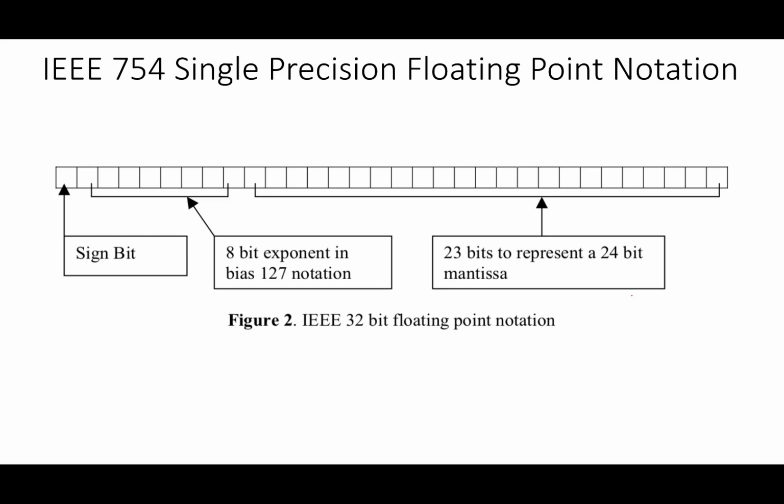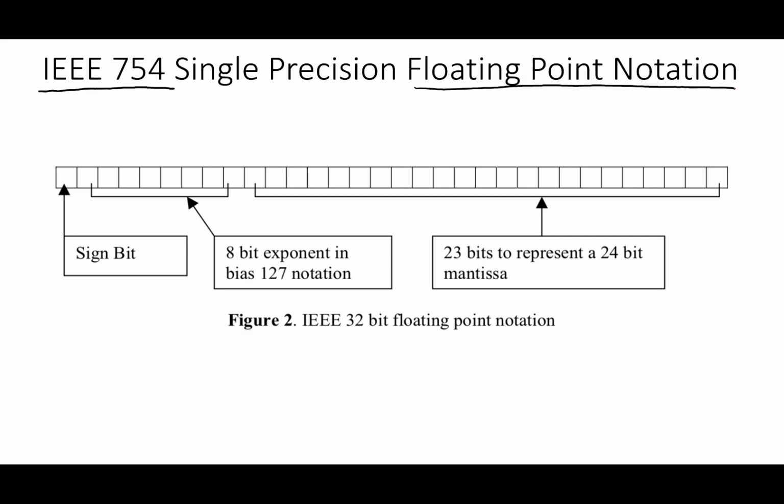Now I want to talk about the IEEE 754 single precision floating point notation. The IEEE 754 floating point notation is what most modern CPUs use to represent floating point numbers. So this is an important one to understand.